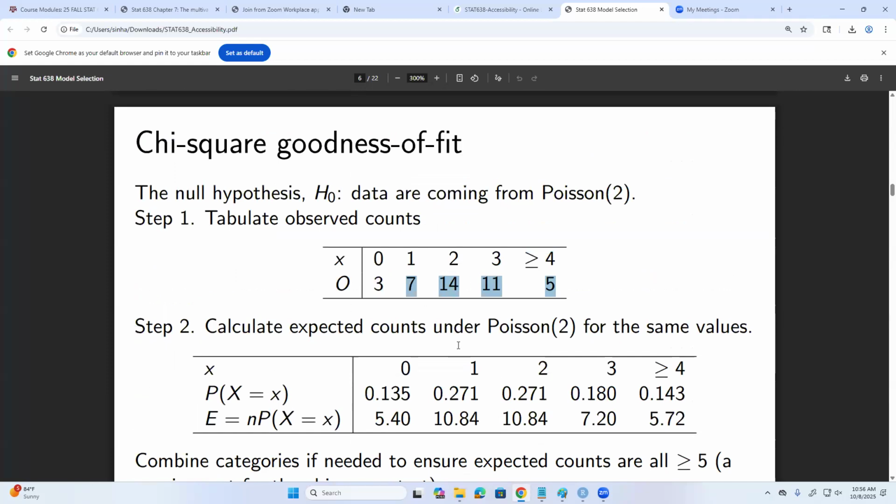Then you calculate the expected counts under the Poisson 2 model. In order to calculate the expected count, first we calculate the probability that the random variable X equals little x under the Poisson 2 distribution, and these are the probabilities you can calculate. And the expected count, how do you do that? You multiply this probability by the sample size. The sample size n is 40, and you get these numbers.